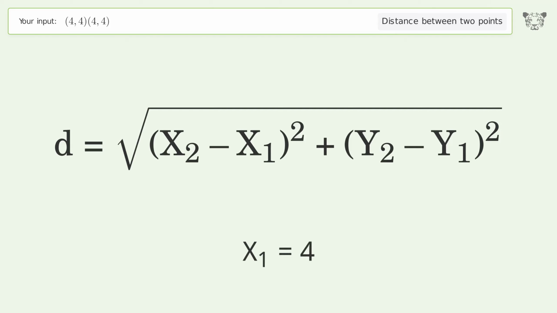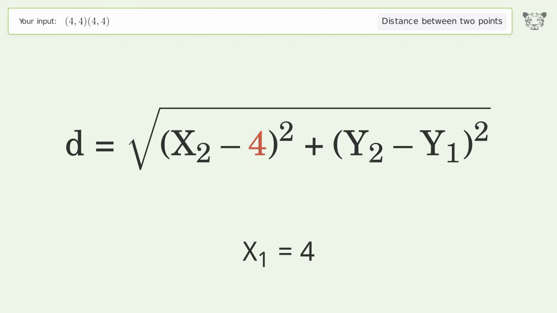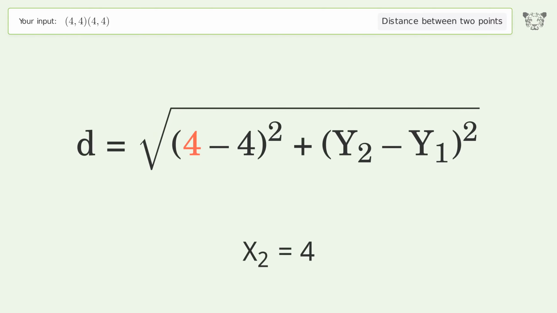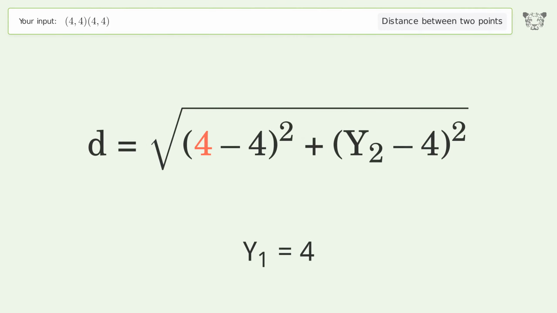x1 equals 4. x2 equals 4. y1 equals 4. y2 equals 4.